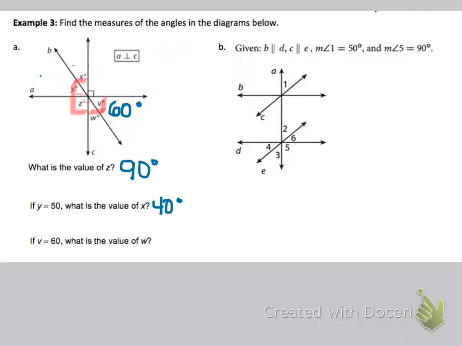So if V is 60, what is W? Then W would have to be the rest of 90. So again, that would be 30 degrees because 30 and 60 is 90.